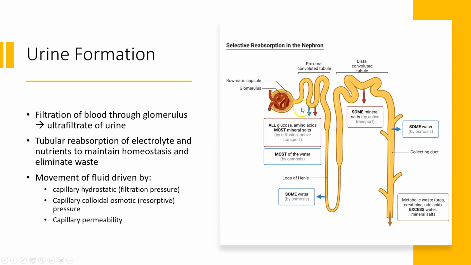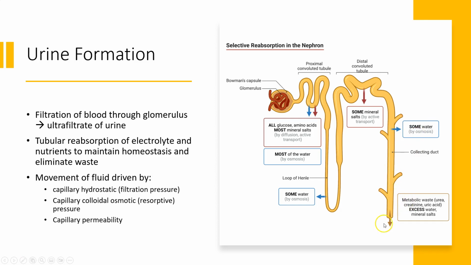In the proximal convoluted tubule, most of the mineral salts move through diffusion or active transport. And this is where all glucose and amino acids are moved in and out of the tubules. Most of the water happens here on the descending loop of Henle through osmosis, and a little bit as you get to the end. In the distal convoluted tubule, you have exchange of some mineral salts through active transport, which requires energy, and the collecting duct has some water that can leave through osmosis.